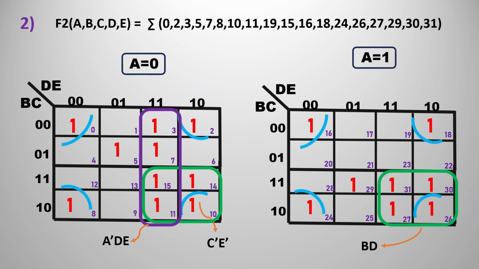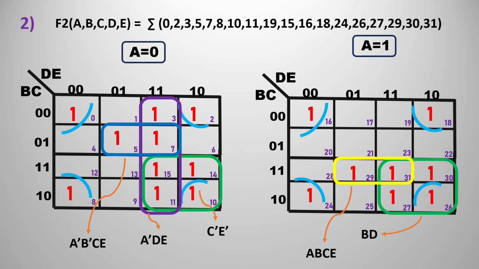In the second K map we are left with 1 one, so we will see that also. In the first K map A equals 0, so those 4 terms belong to that single K map only. So we are going to include A bar also. So A bar and the remaining DE, according to the normal 4 variable K map output.